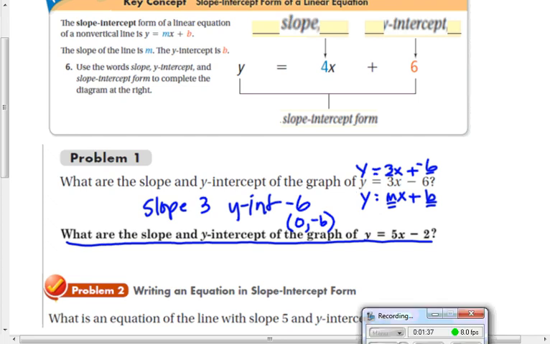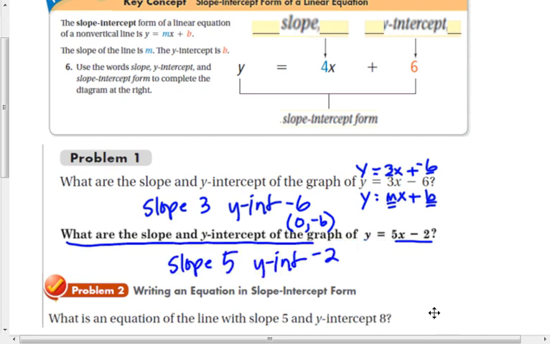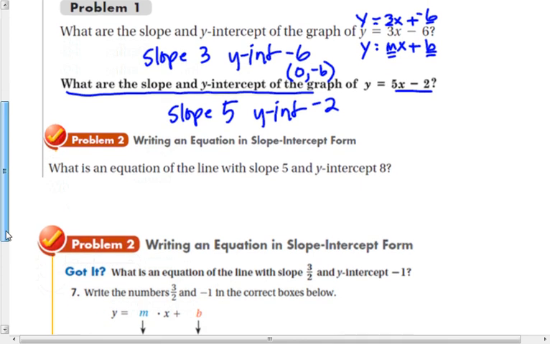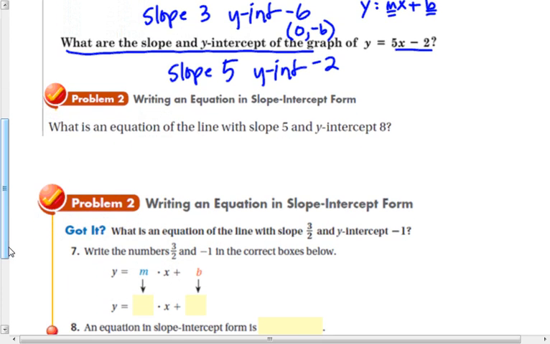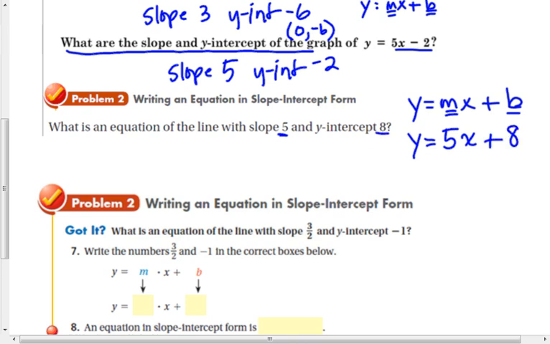I'll pause. Okay, to write an equation in slope-intercept form, again, you need to know what each of the parts stand for. We're looking for slope for m and the y-intercept for b. We're given the slope is 5, so we'll just substitute 5 where the m is. And our y-intercept is 8, so we'll just add 8 on to the end. Go ahead, you try that.